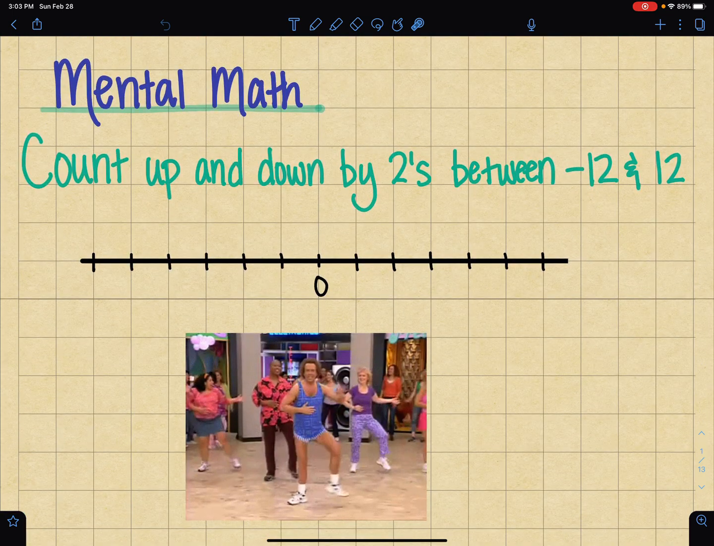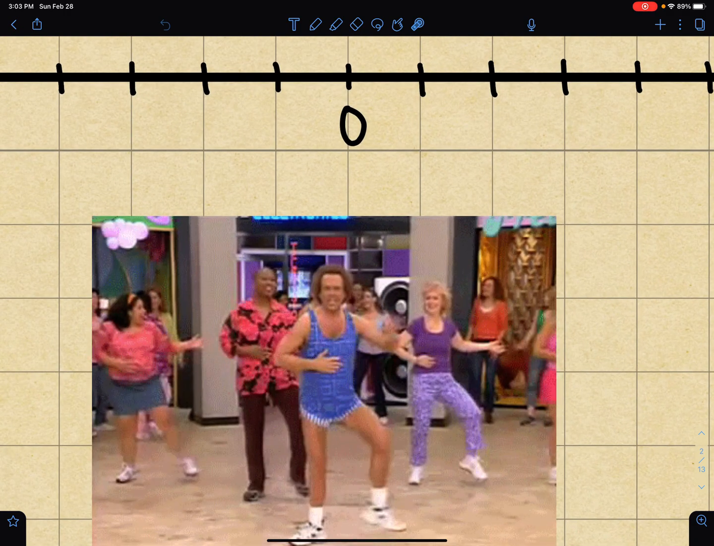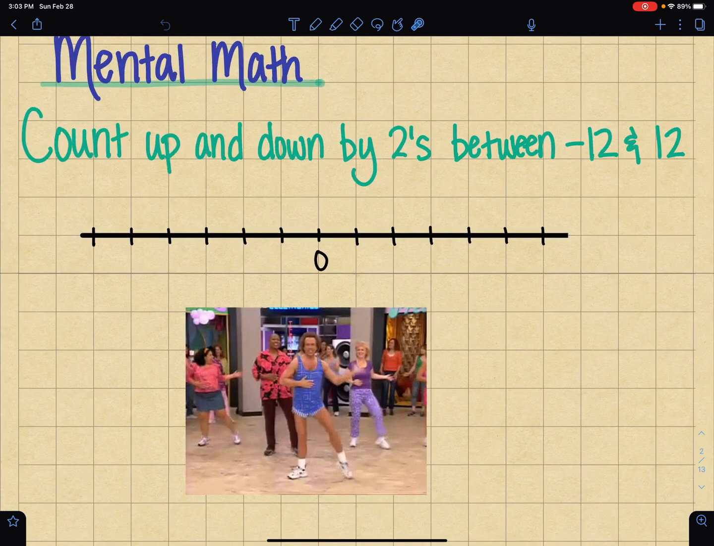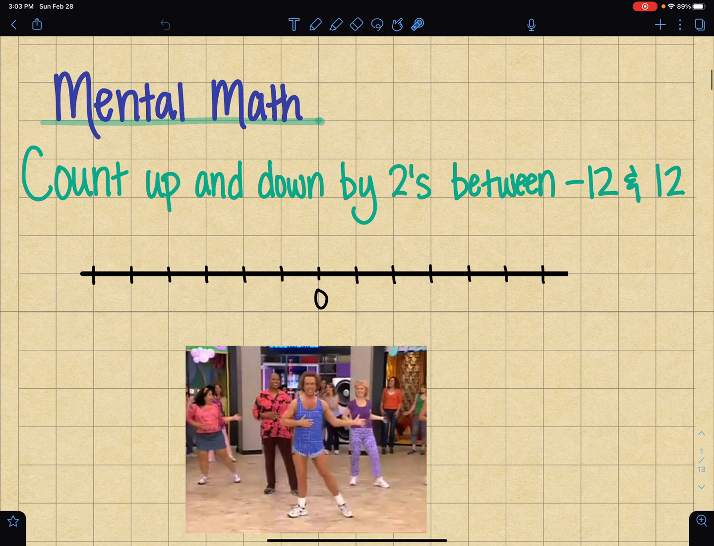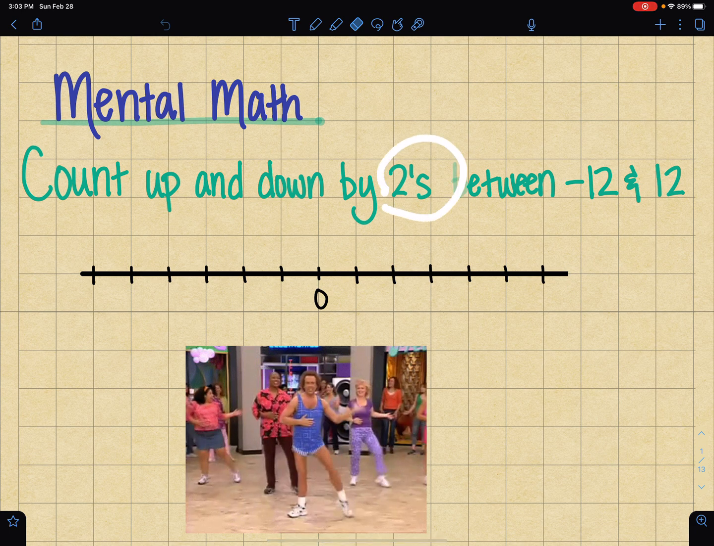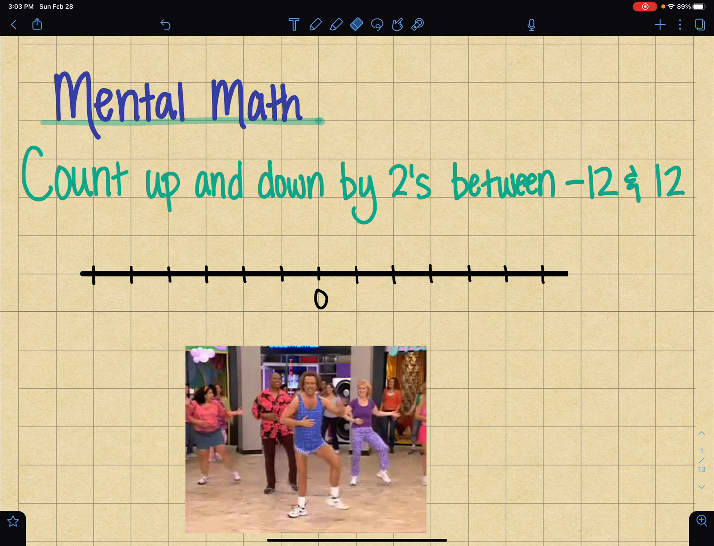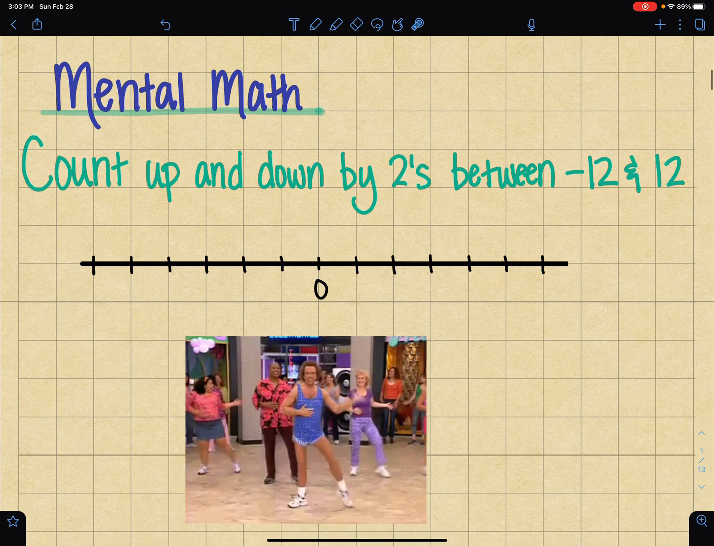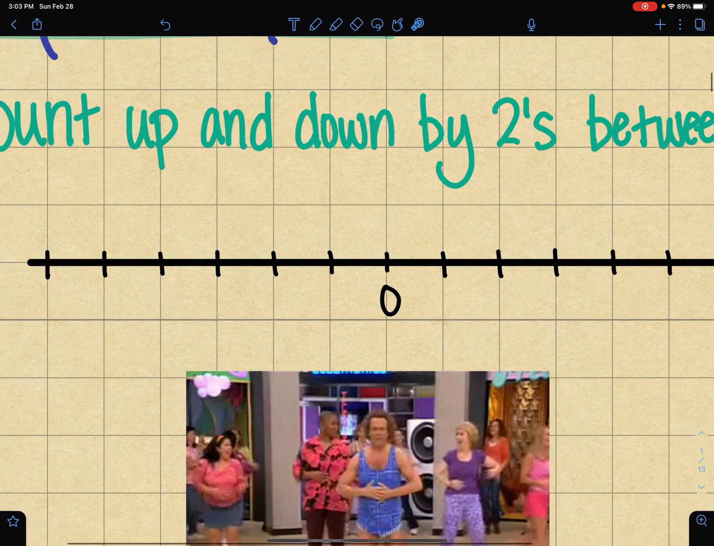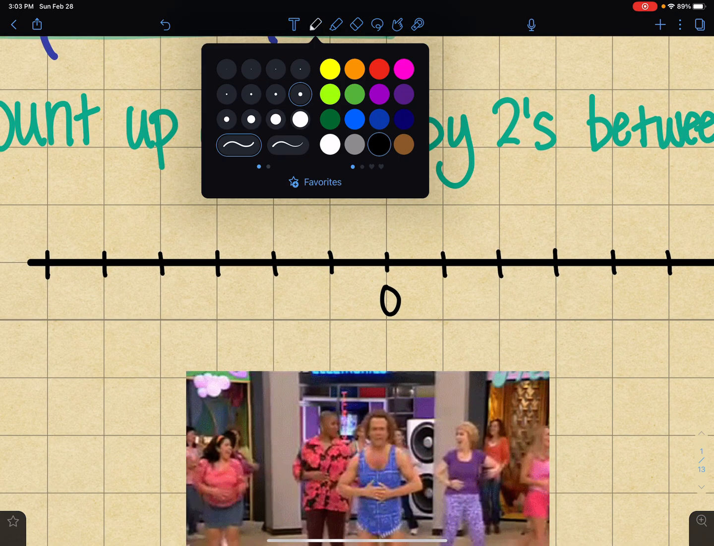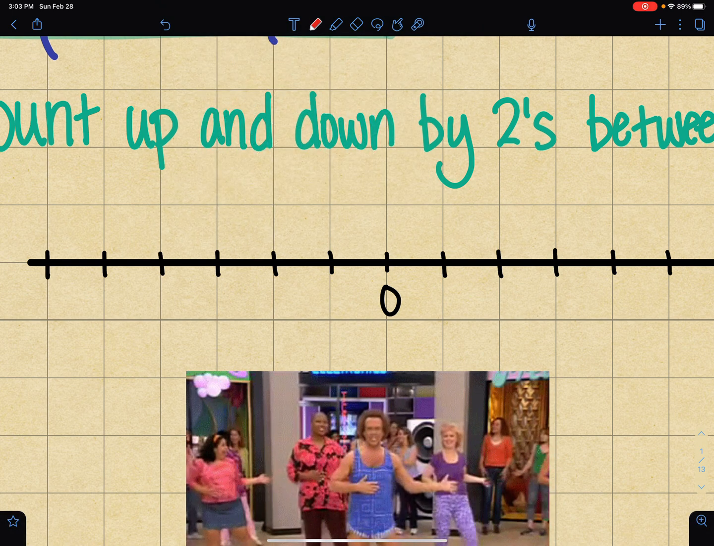All right, so we're going to start with mental math. If you don't know who this guy is, this is Richard Simmons, a pretty funny exercise guru. He's a little distracting though, but sometimes it's fun to count while people are exercising. So we're going to count up and down by twos between -12 and +12. I'm going to imagine this number line to help me. Let's count between -12 and +12.